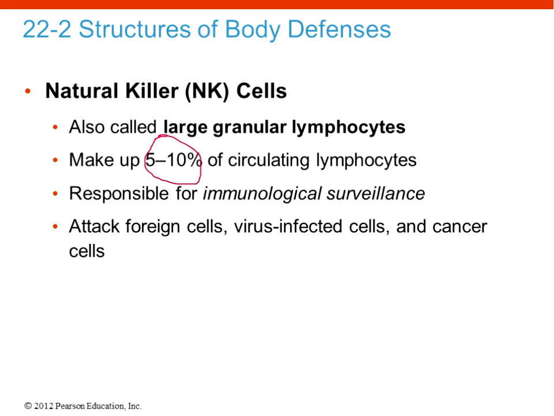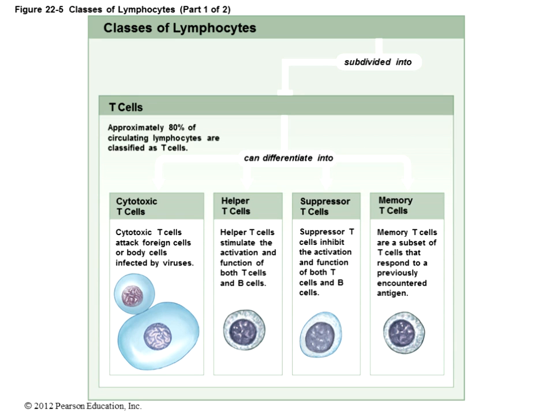Then the last 5 to 10% of these cells are called natural killer cells. And natural killer cells are responsible for what's called immunological surveillance, where they are constantly on the lookout and attack foreign cells or cells that have been impacted by viruses of some kind, or cancer cells, for instance. These are larger lymphocytes that are generally on the lookout.